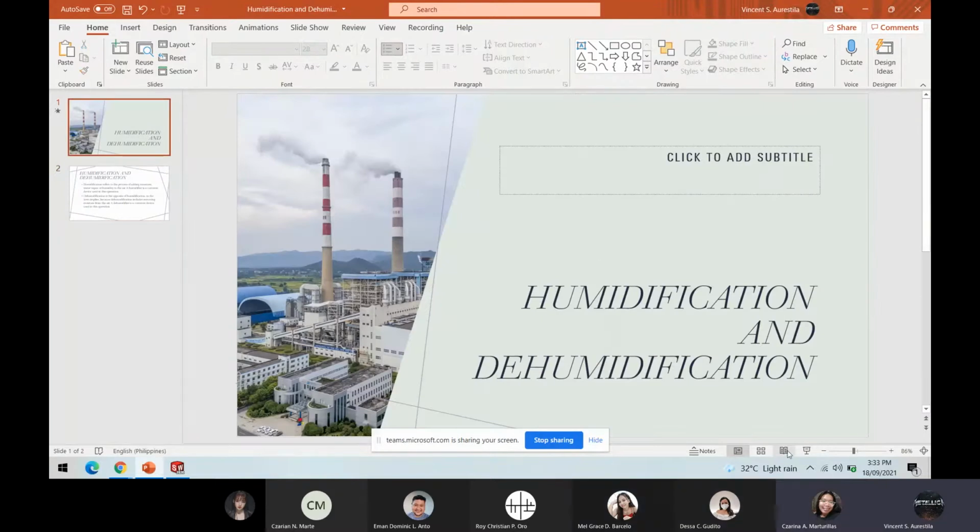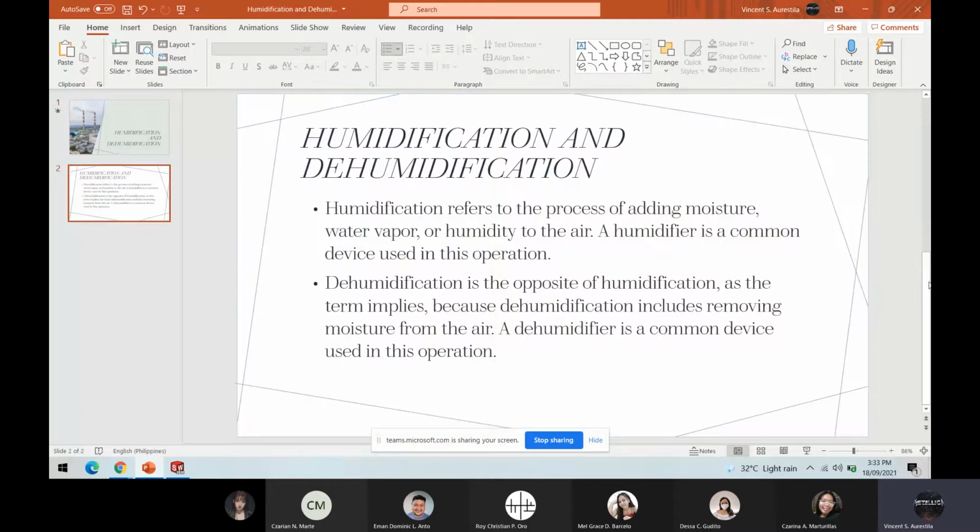So the next concept na I will be talking is about humidification and dehumidification. So, basically, humidification refers to the process of adding moisture, water vapor, or humidity to the air, and the humidifier is a common device used in this operation. On the other hand, dehumidification is the opposite of humidification. As the term implies, it includes the removing of moisture from air, and a dehumidifier is a common device used in this operation.